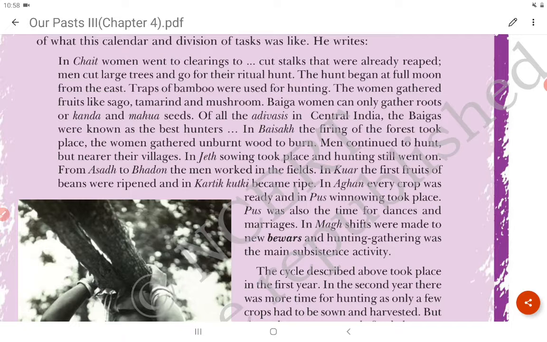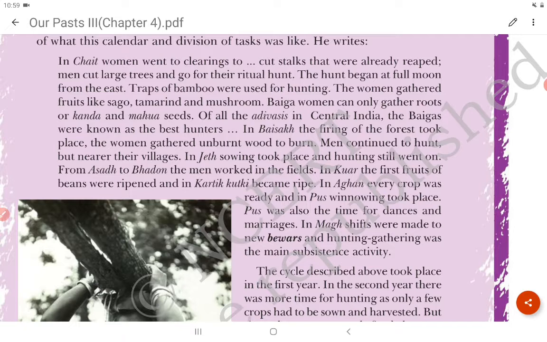In Baisakh, the firing of the forest took place. The women gathered unburnt wood to burn. Men continued to hunt, but nearer their villages. In Jeth, sowing took place and hunting still went on. From Asadh to Bhadon, the men worked in the fields. In Kuar, the first fruits of beans ripened, and in Kartik, kutki became ripe.